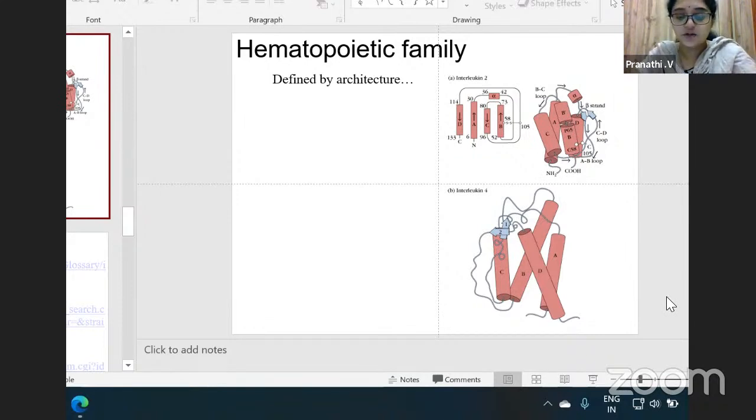Then you have interferons in the humoral and the cell-mediated activity. Please give me one moment.